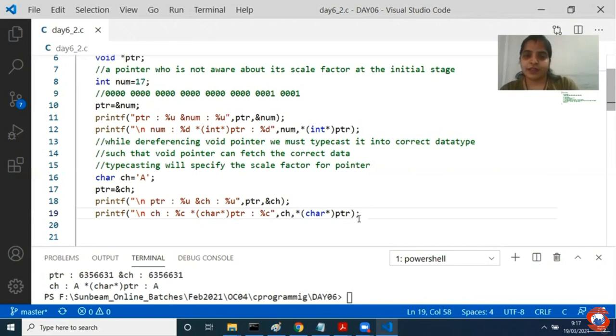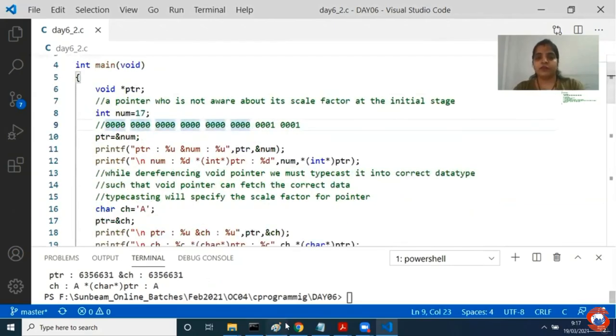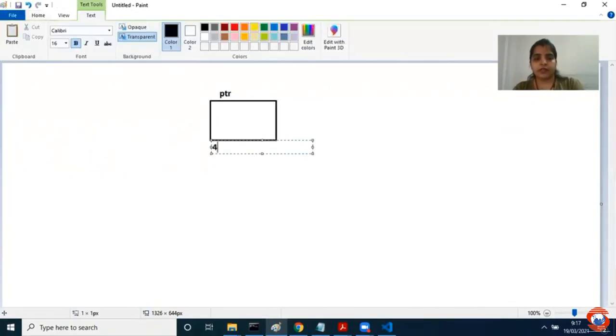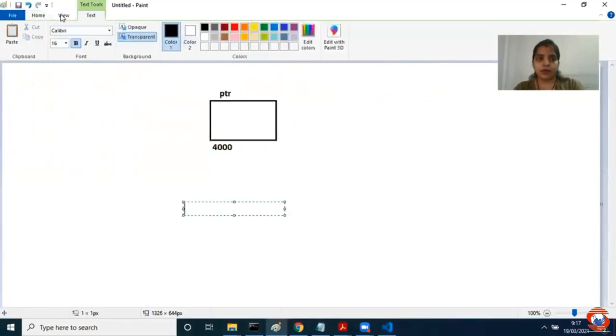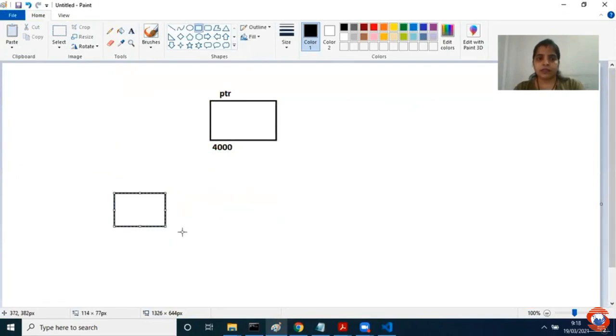Got it. I hope you have understood. No, it will not affect. I just wanted one single pointer that can do the task for me. I have declared a void pointer initially, so obviously this is a void pointer, PTR, which is having, let us say, 4000 memory location. I have declared num. So in my program, I have a variable called num, and I have a variable called ch.